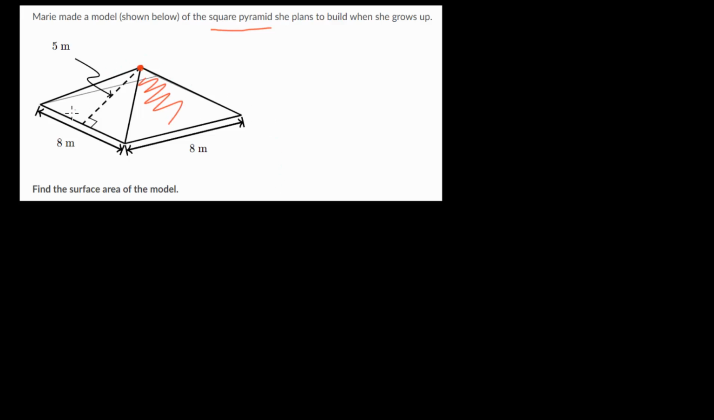You have this one here, and then based on this picture, it's a little bit hard to see, but there's a triangle on the back side there, and then there's a triangle right here. So essentially, we have four different triangular faces, and we have the base. And if we can find the area of each of those, we can just add them together.